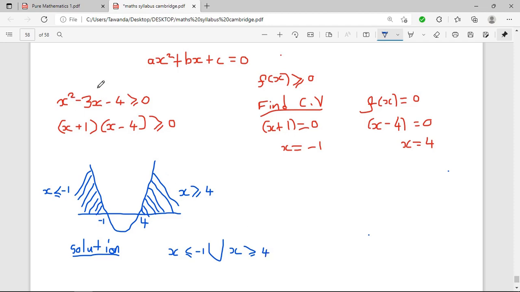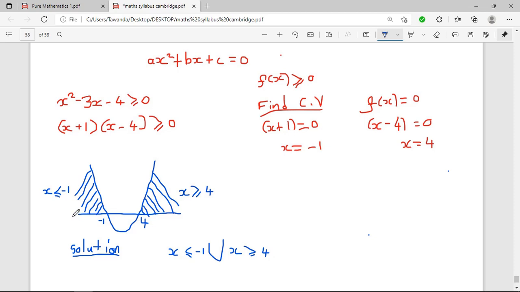So if you are given a quadratic inequality like this, if you can factorize, you can factorize. After factorizing, you identify whether you are solving for greater than or equal to 0 or less than or equal to. Then the next step, you find the critical values. How do you find the critical values? You solve the equation f of x equals 0. If it is in factorization form, you just equate the two brackets to 0. Then you get x equals -1 and x equals 4.